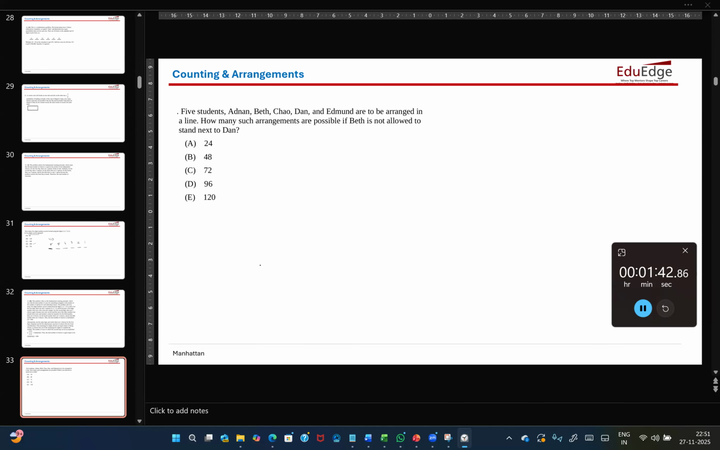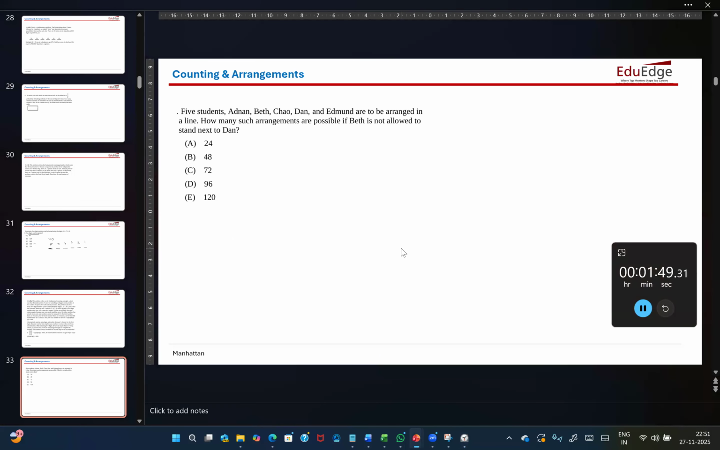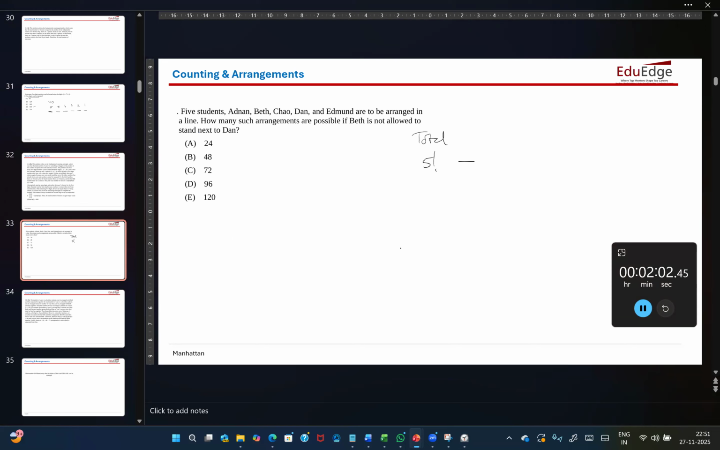Is it 96? 96. No. See, total ways are 120. Okay, 5, 4, 3, 2, 1, that is 5 factorial. Now, if Beth and Dan sit together, it would mean it's 432.